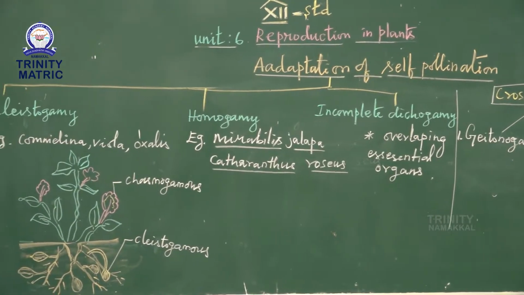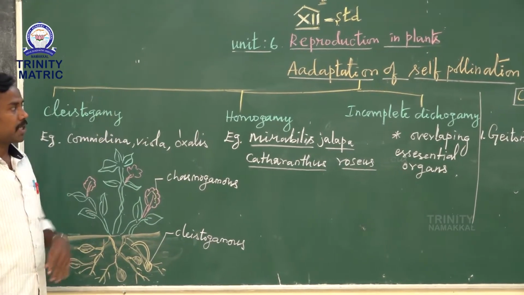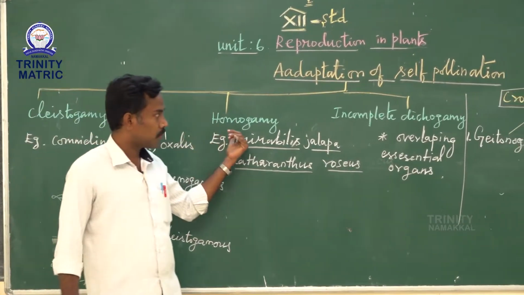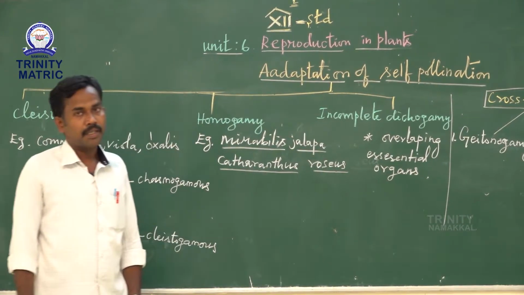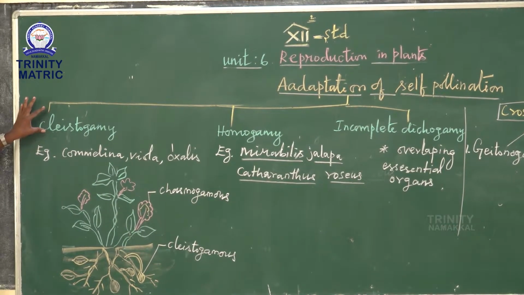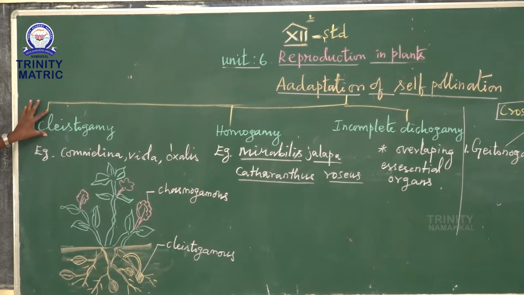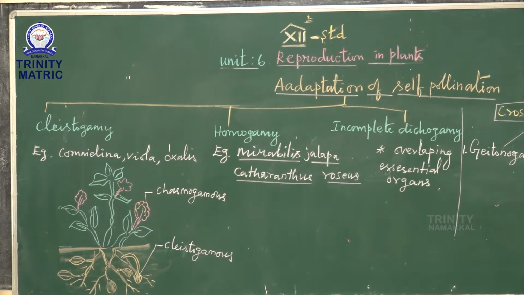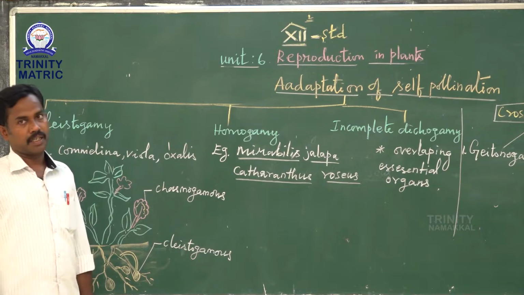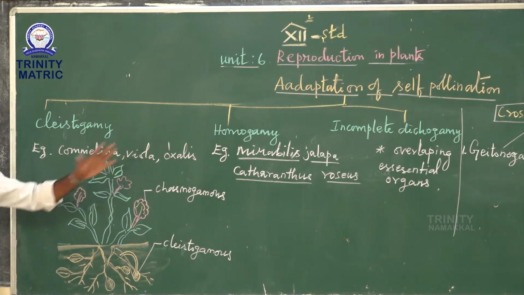Okay, next, adaptations. Generally there are three types of adaptation: first clistogamy, second homogamy, third incomplete dichogamy. Clistogamy means the closed type of flower, where both the male and female reproductive organs are seen within the flower. That is called clistogamy. For example, Commelina and Viola axillaris.